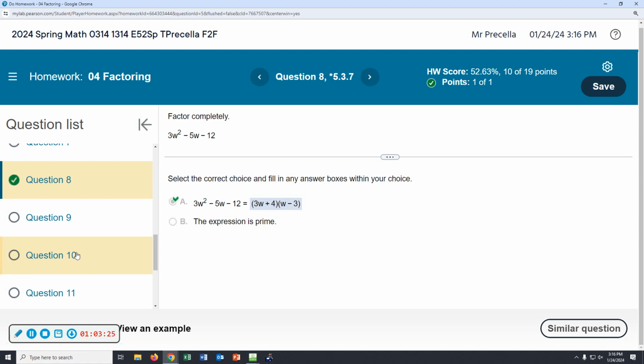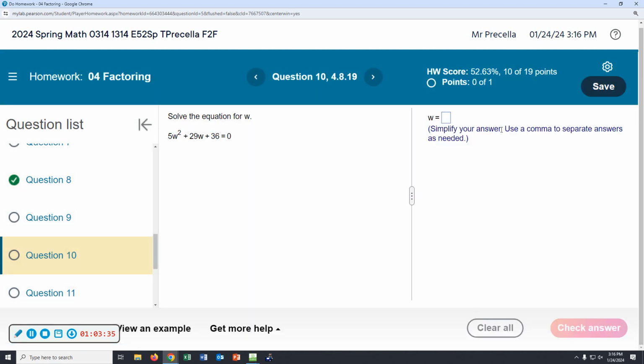to study those instructions. If it says factor completely, your answer is going to be 2 sets of parentheses. If it says solve, like on number 10, then your answer is going to be numbers. They might be fractions, or they might be whole numbers. They're going to be numbers, and it's sort of important.